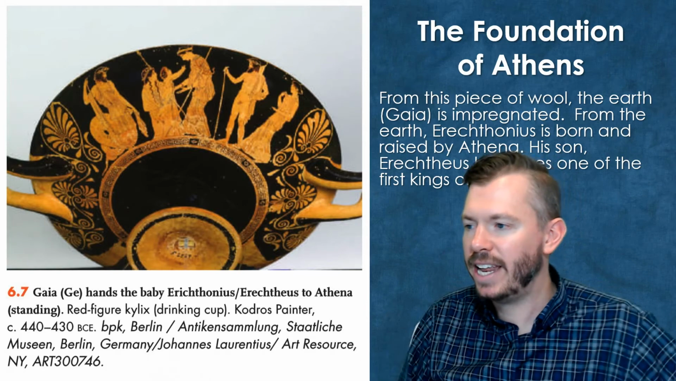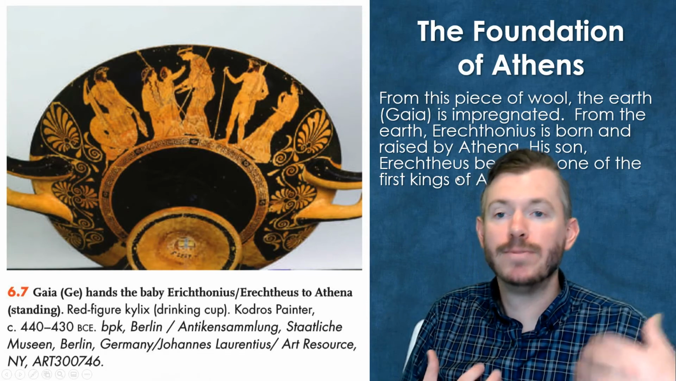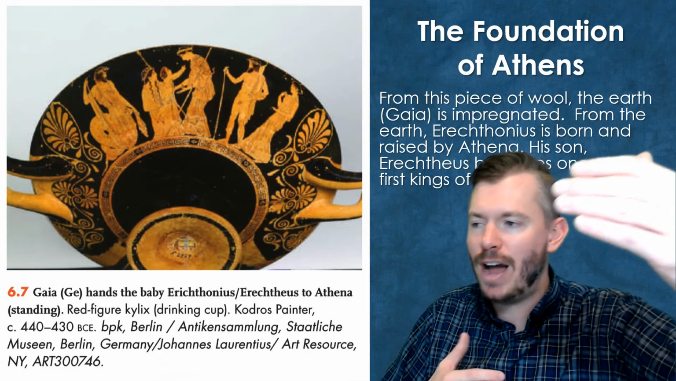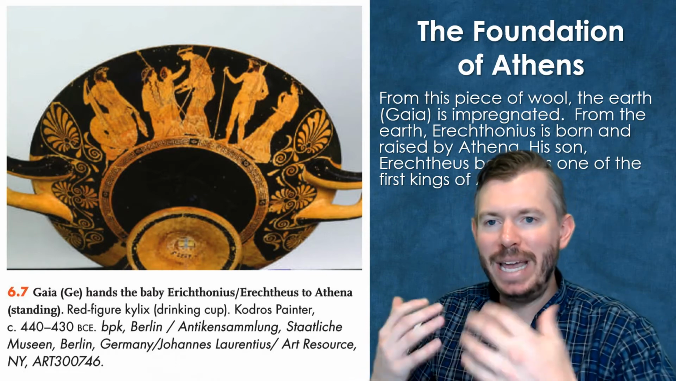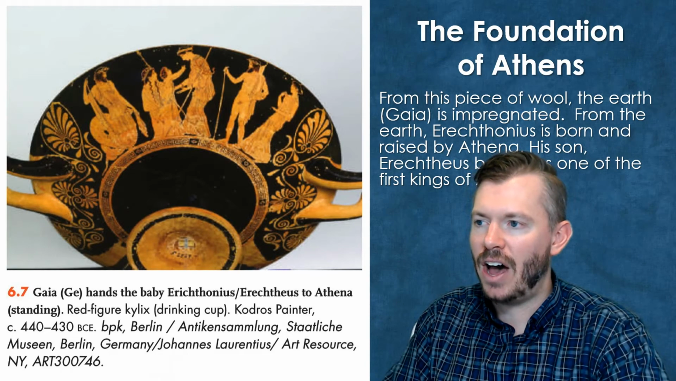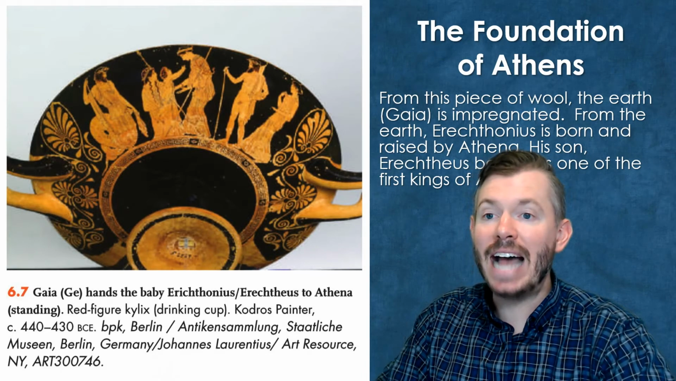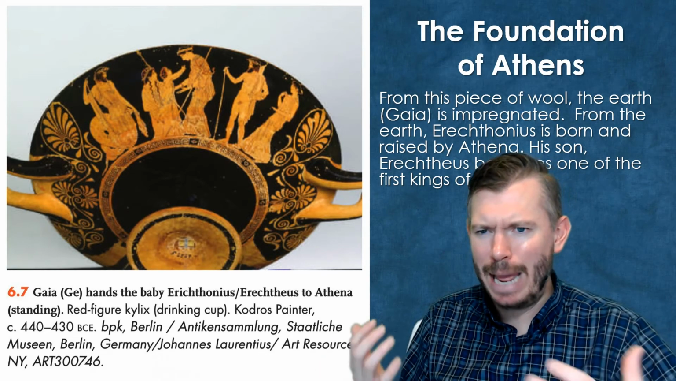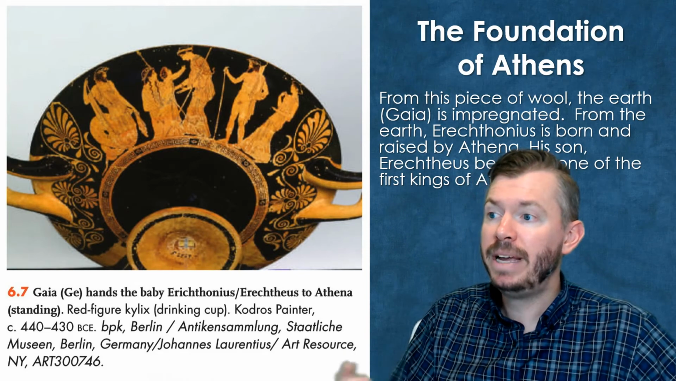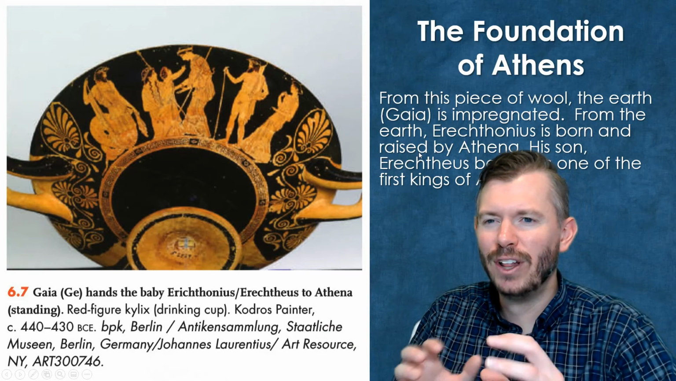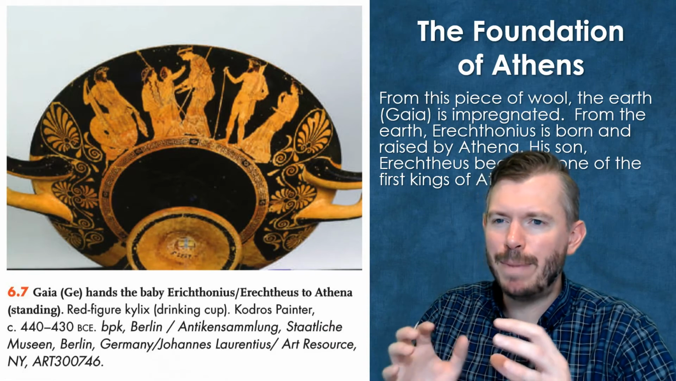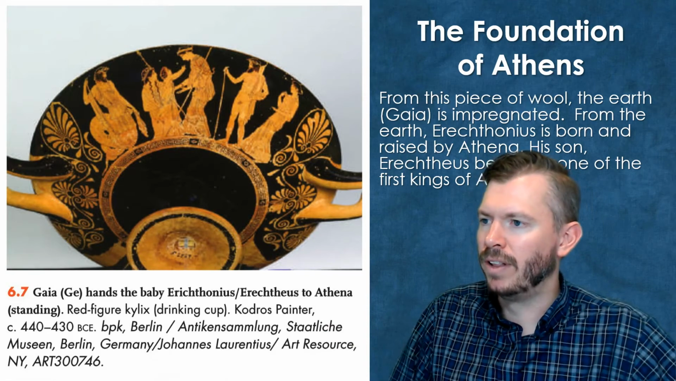And then his descendant, Erechtheus, becomes one of the first kings of Athens. So we have Kecrops, and then Erechtheus, some of these early kings of Athens. And that's where we get the kind of weird name for that building, the Erechtheion, because it's marking the burial place of this very early leader of Athens, this semi-divine, semi-mythical character.